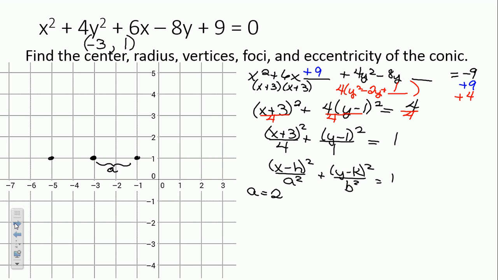What's b? B squared was 1, so b is 1, right? That's my minor axis. So I would go 1 up from the center, 1 down from the center. If you'd like to see the major and minor axes drawn, you can draw them. And then you draw your oval.